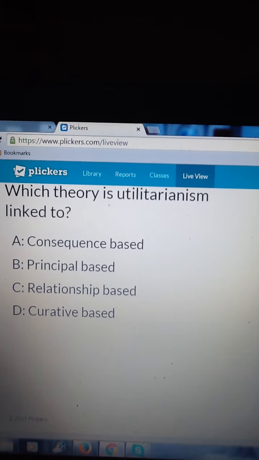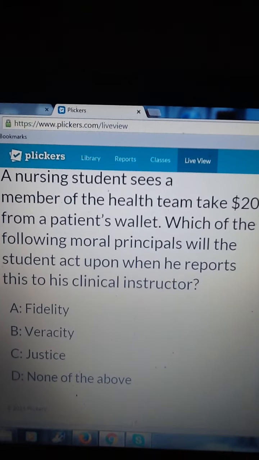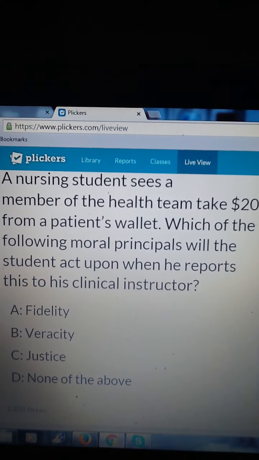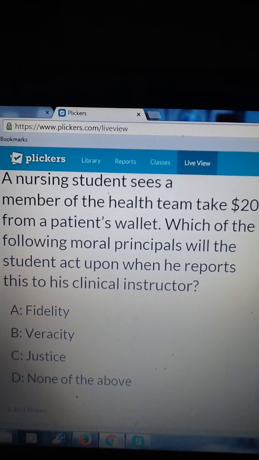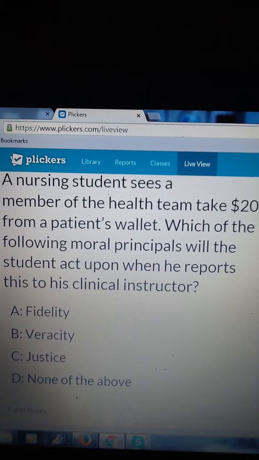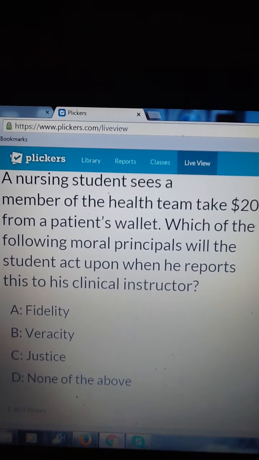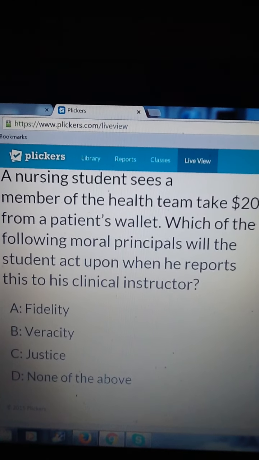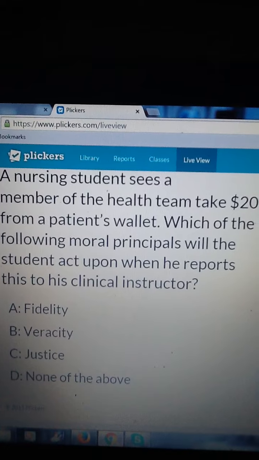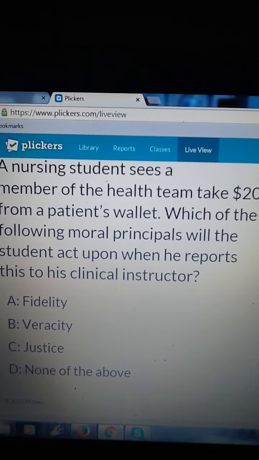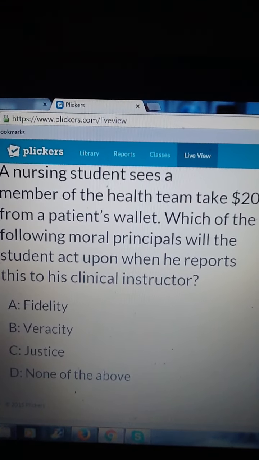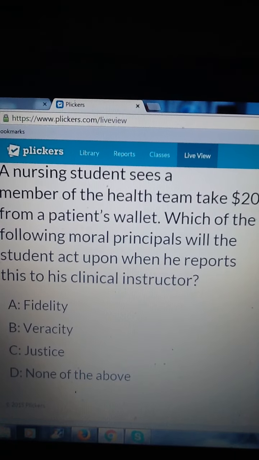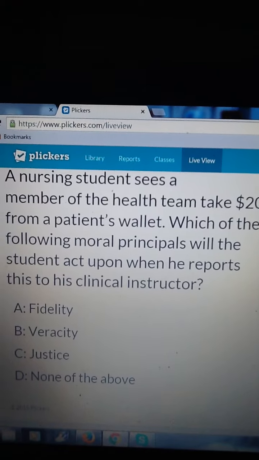And my last question for you is this one. A nursing student sees a member of the healthcare team take $20 from a patient's wallet. Which of the following moral principles will the student act upon when he reports this to his clinical instructor? Which he most certainly would. The answer to this question is B, veracity, which is truth-telling.